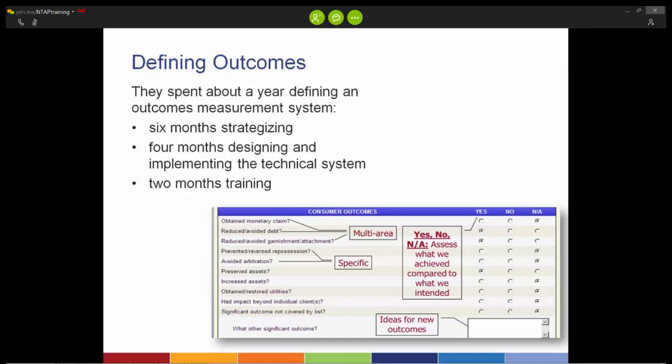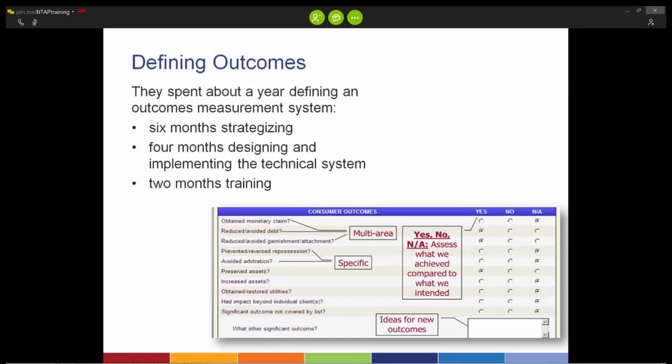They had each area of law, each department, think through how they would optimally measure their own success and come up with actual results that could be answered yes or no. Here, for example, at the bottom, these are consumer cases. Did we obtain a monetary claim? Did we reduce or avoid debts? Did we avoid arbitration? So 6 months defining those, 4 months designing and implementing the system itself.